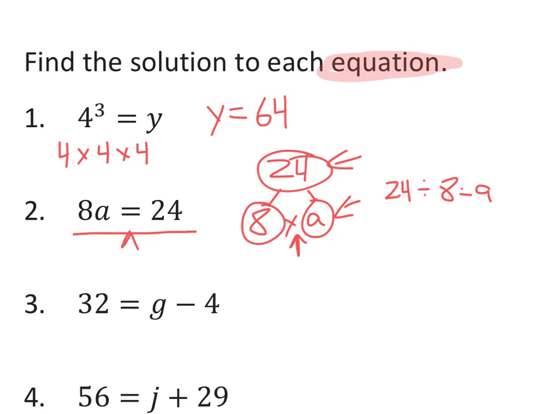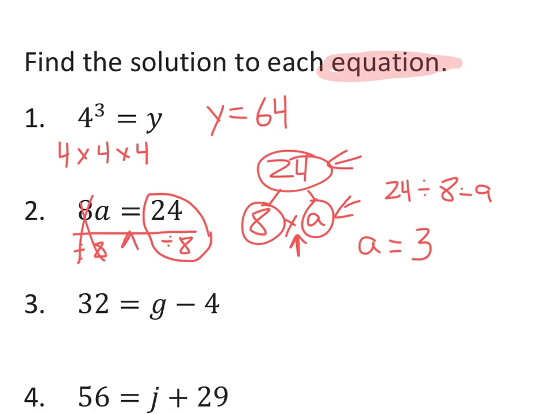I can also do the equation balance system, which means I want to get a by itself, so I need to get rid of this 8 that's touching the a. Since it's times 8, I need to do the opposite of times 8 to cancel it out, which is divided by 8. And that cancels out my 8's. But I also have to do divided by 8 over here because I have to keep my equation perfectly balanced. So I have to do the same on both sides. And once again, you see to find a, I have 24 divided by 8. So therefore, a equals 3.